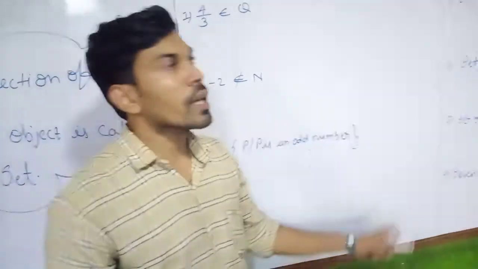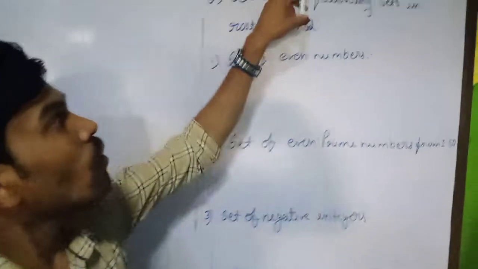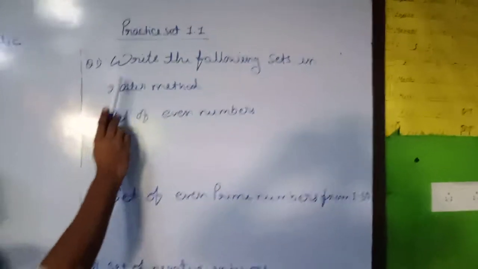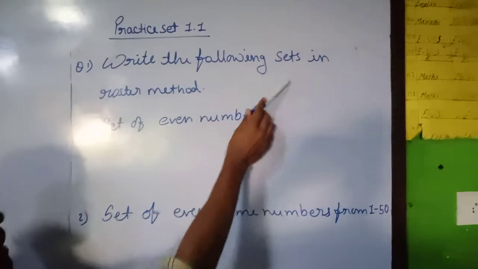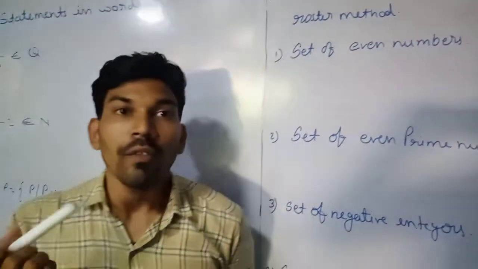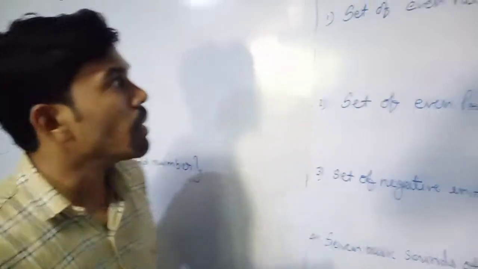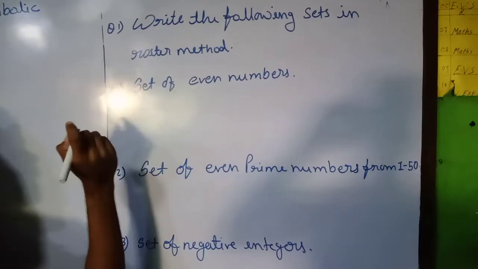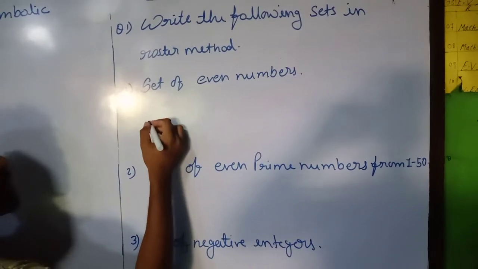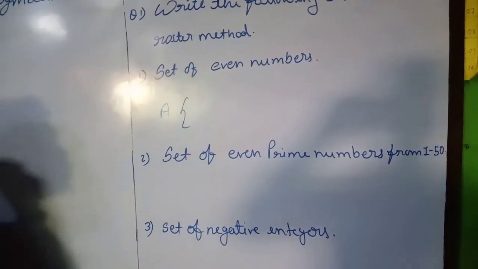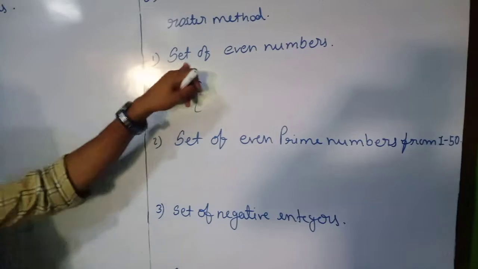Now today we are going to start our practice set number 1.1. The first question is given: write the following sets in roster method. The roster method is only whatever we learned, we can say roster method or the listing method. Set of even numbers. So first, as per the first rule, we have to give the name any capital alphabet of the English, and we have to use the curly bracket. Now, set of even numbers.